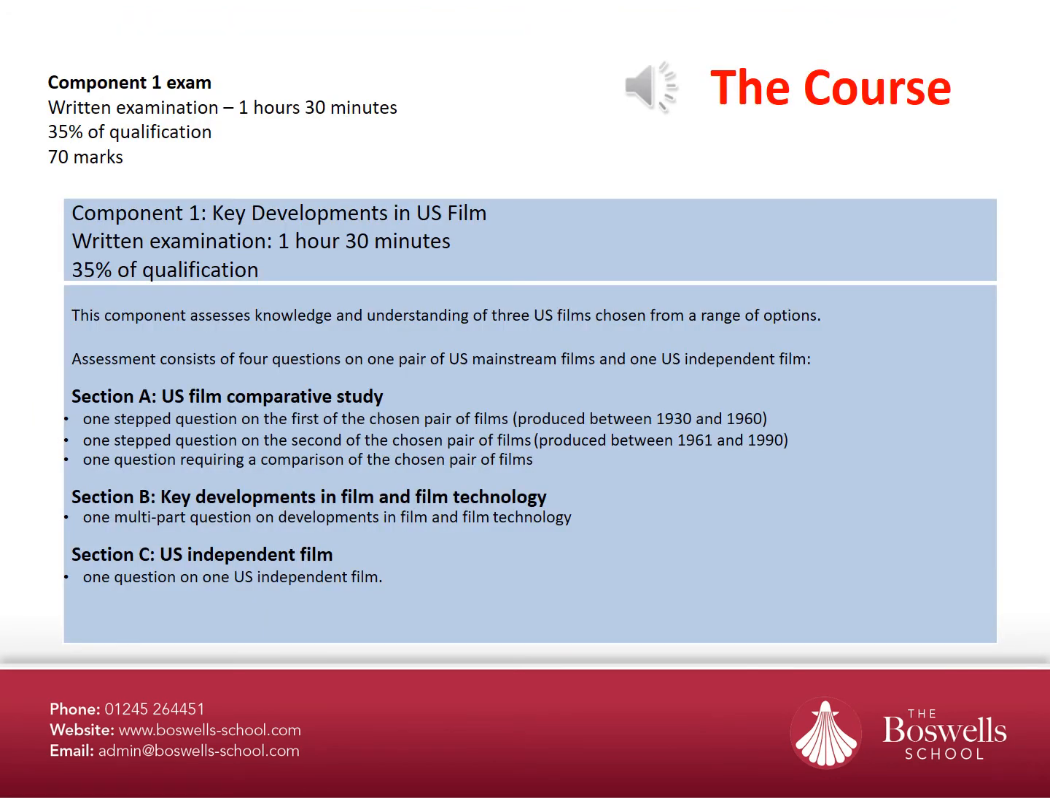The film is assessed through 2 exam papers and a coursework element. Here you can see that the first exam paper, component 1, is 35% of the qualification and worth 70 marks. It assesses the students' knowledge of the US films that they've studied, their knowledge of the history of the film industry, and the knowledge of the US independent film and an article about that film that they study in class.